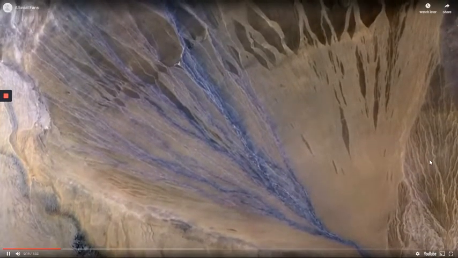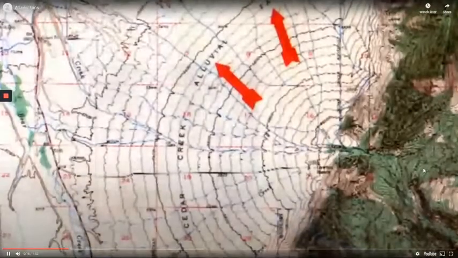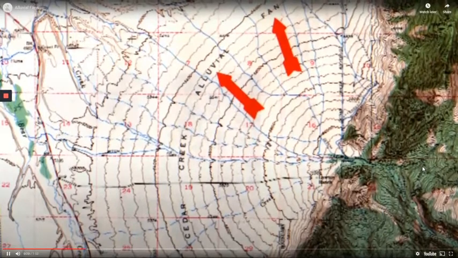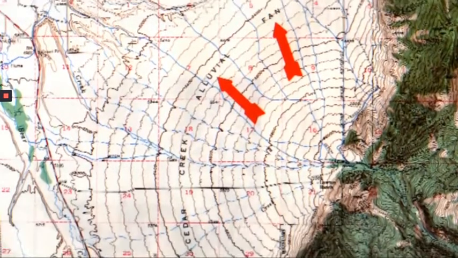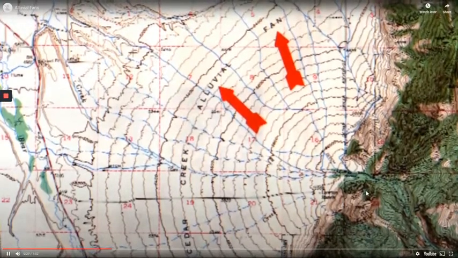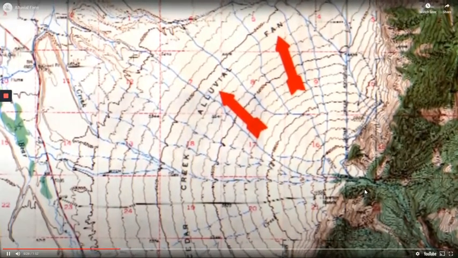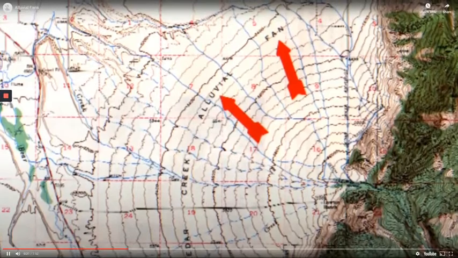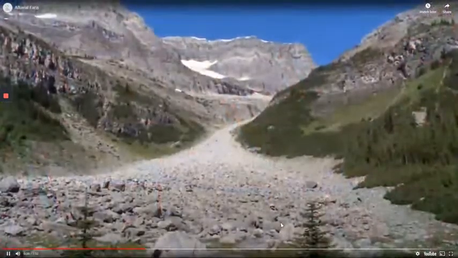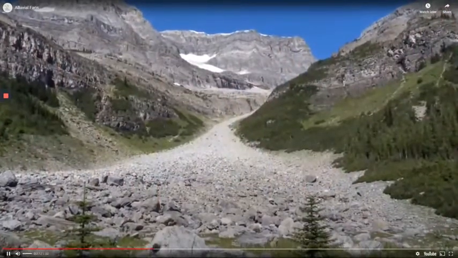This topographic map shows multiple mountains behind the alluvial fan. They're mostly located in desert regions. They're built as flowing water interacts with mountains, hills, or the steep walls of canyons.